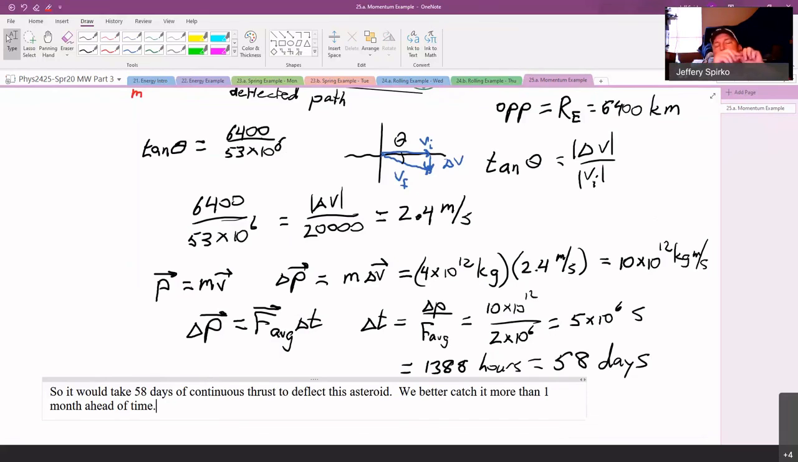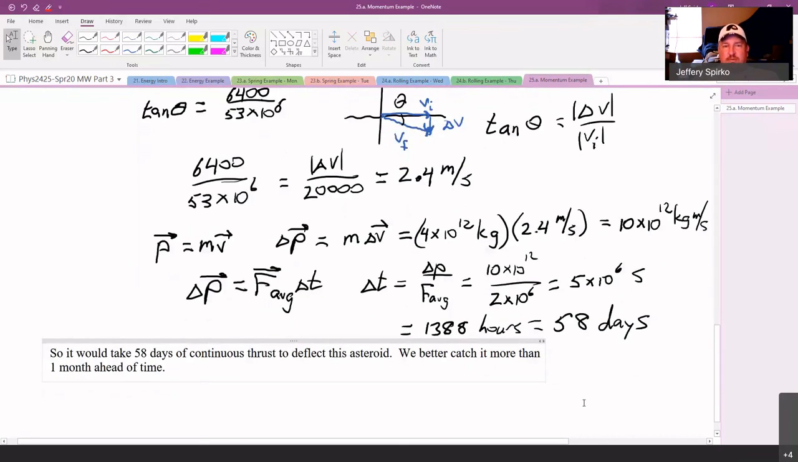I don't think you need to go quite out to 2 months, because if you go out to 2 months in this calculation, then the angle's going to be smaller. Then it would only take 30 days. So I think if you increase the amount of time by the square root of 2, then the required angle will decrease by a factor of the square root of 2, and the required time and the actual available time will meet and we will successfully catch the asteroid. But definitely, we better catch this asteroid more than 1 month ahead of time.